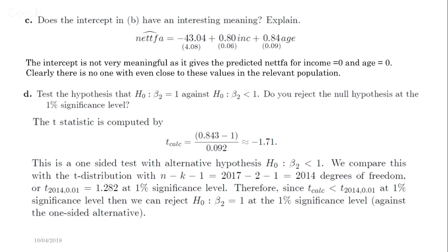Okay, so in this case, we have to calculate the t statistic ourselves. That's beta 2 hat, 0.843, minus 1, the value of beta 2 from the null hypothesis, divided by the standard error given there. We get approximately negative 1.71. Then degrees of freedom is n minus k minus 1, 2017 minus 2 minus 1, which is 2014. With 2040 degrees of freedom, the critical value is 1.282. Okay.